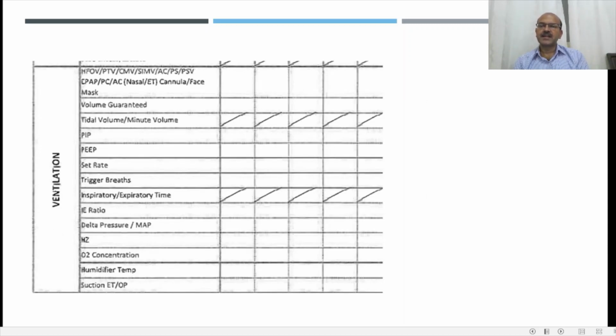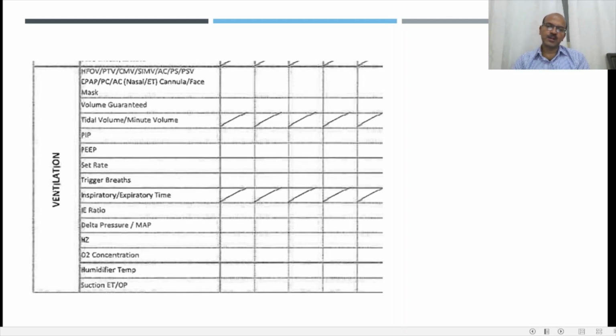When we are on ventilatory support, the mode is selected here. Volume guarantee, what is the ml per kilo you are setting, the tidal volume that's actually measured, PIP, PEEP, set rate, trigger breath, inspiratory time, IE ratio. So remember that if you make any changes, you need to inform the nurse, so when they do it next time they would update it. Sometimes it gets missed out if you don't communicate, so it's the responsibility of whoever is making the change to inform. If it is high frequency, you need to write the settings accordingly. The FiO2 is important.